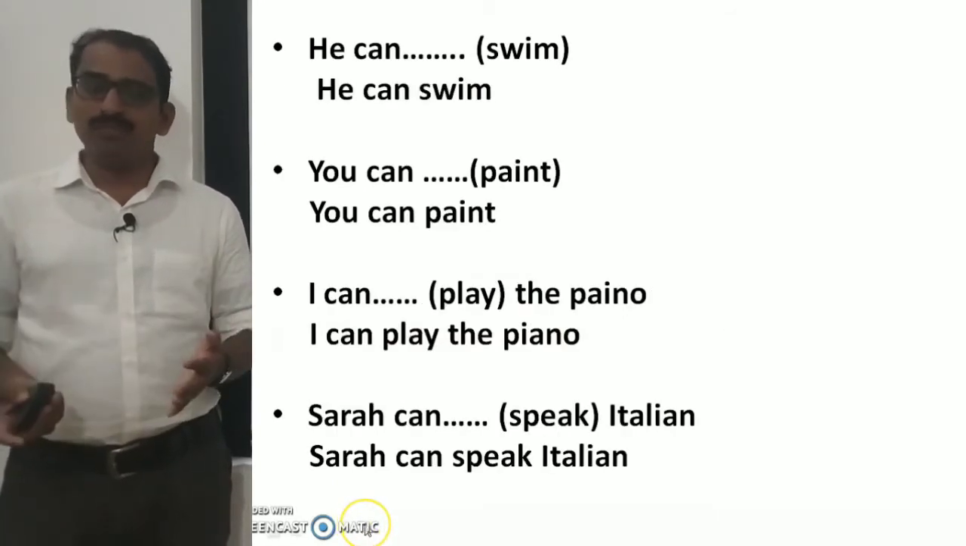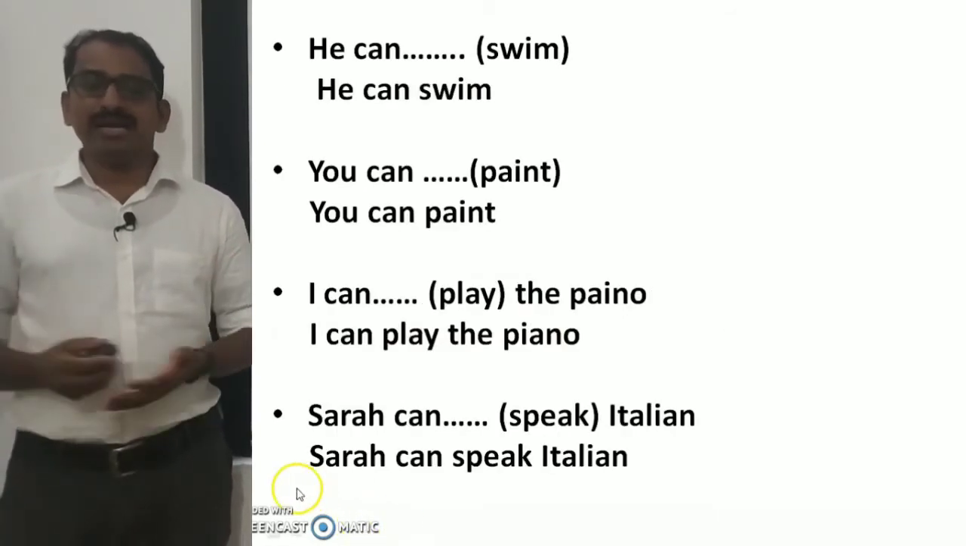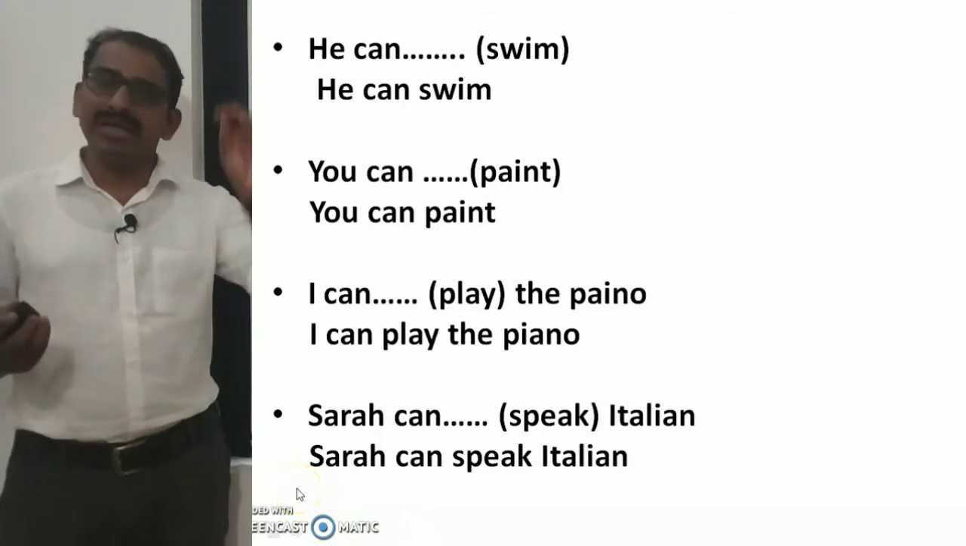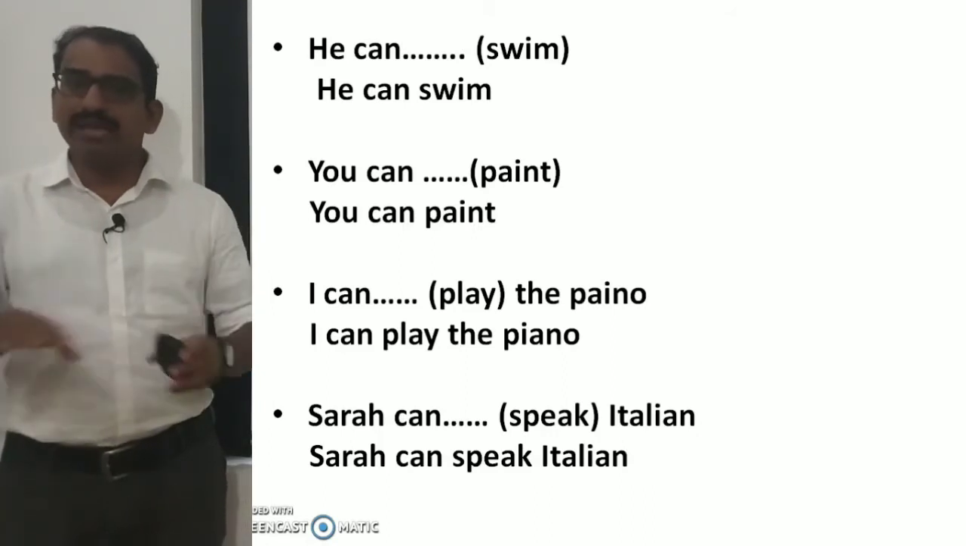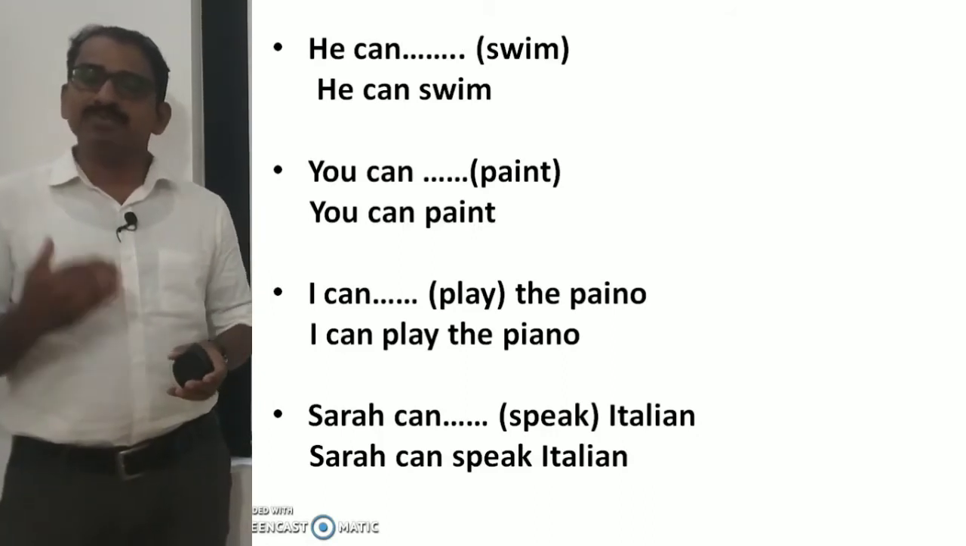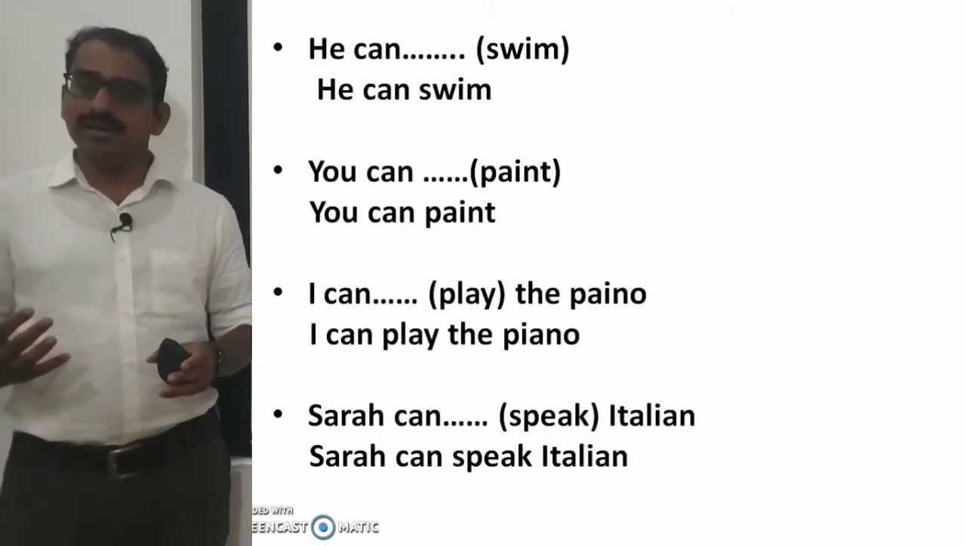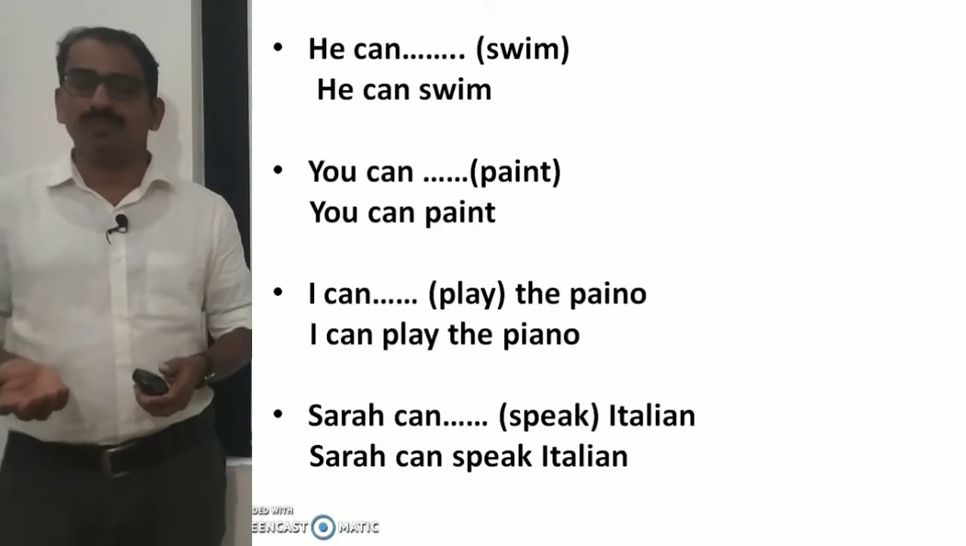അവന് നീന്താൻ കഴിയും. You can paint. നിനക്ക് പെയിന്റ് ചെയ്യാൻ കഴിയും, സാധിക്കും. I can play the piano. എനിക്ക് പിയാനോ വായിക്കാൻ കഴിയും. Then Sarah can speak Italian. സാറക്ക് ഇറ്റാലിയൻ ഭാഷ സംസാരിക്കാൻ സാധിക്കും. Likewise, we can use can along with V1 with all of the subjects.